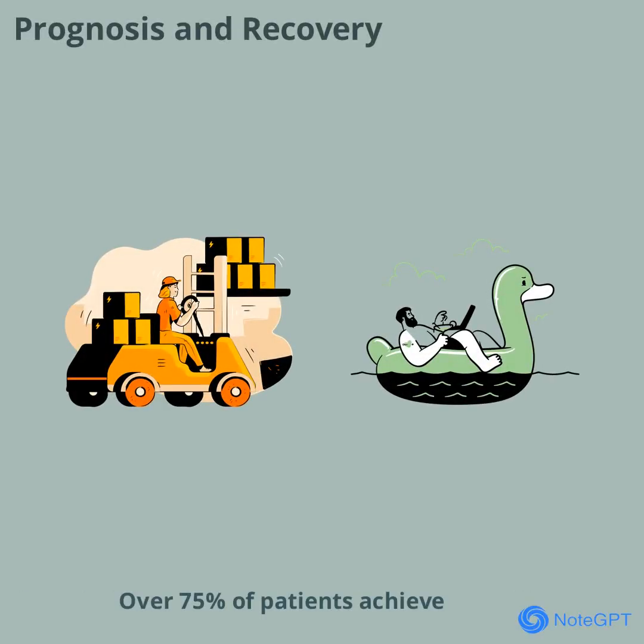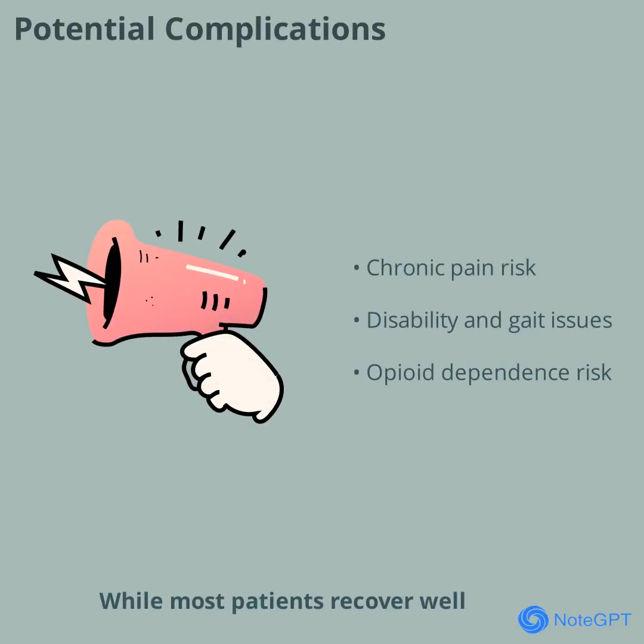Over 75% of patients achieve significant improvement with conservative therapy alone. Pregnancy-related SI joint pain usually resolves after childbirth, while traumatic injuries may take longer depending on the extent of ligament or bone damage. Only a small percentage of cases require surgical intervention. Early recognition and appropriate management are key to preventing chronic pain and disability. Most patients recover well. Complications can occur if SI joint dysfunction is not properly managed.